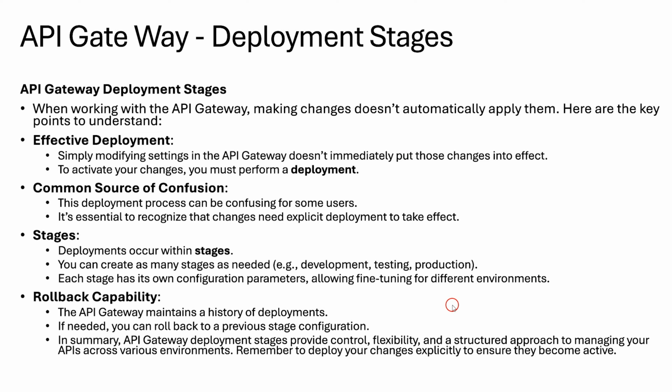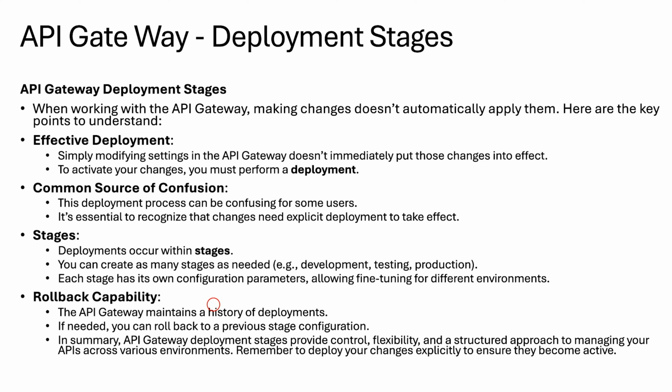Now, one more advantage of stages is rollback capability. This is an important feature you have to remember. API Gateway maintains a history of deployments. For example, if you deployed a particular version of your stage today, and tomorrow you make some other changes and deploy the same stage again, now you have v2. The previous one is v1 and the current one is v2.